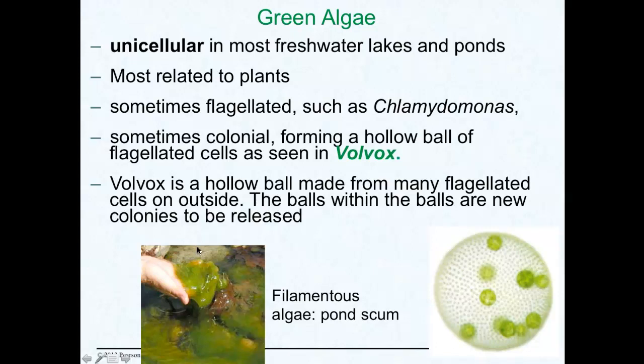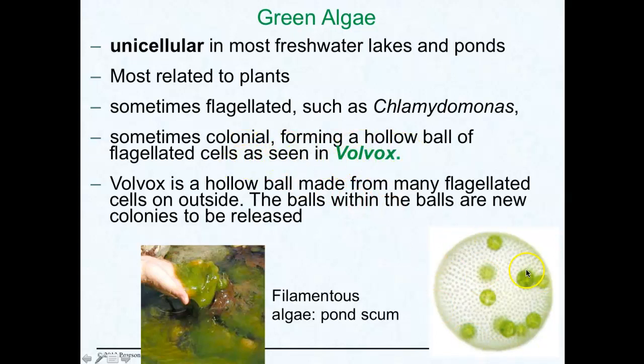Next, we have green algae. Green algae is going to be unicellular and colonial, or they can be filamentous. You can see here the hair-like filamentous green algae in a pond. We call that pond scum. This is our colonial microorganism, which is the volvox. So sometimes colonial, forming a hollow ball of flagellated cells, the volvox.